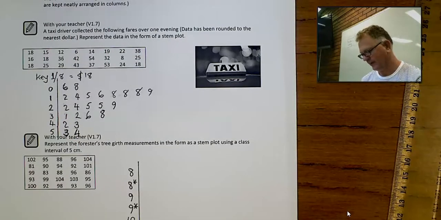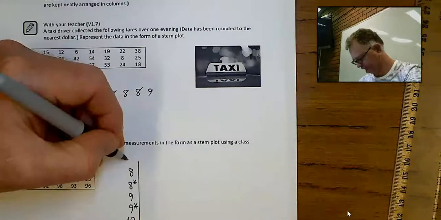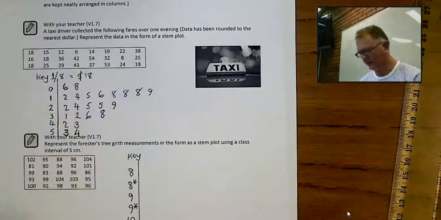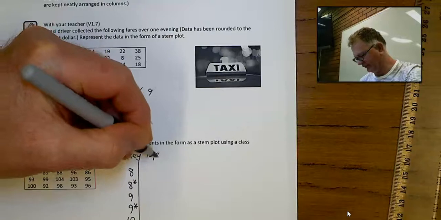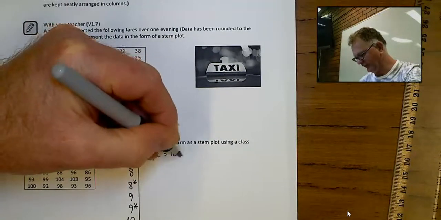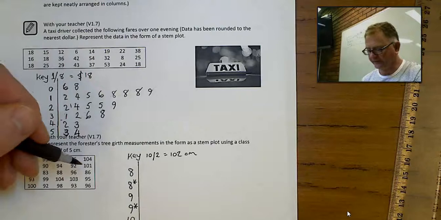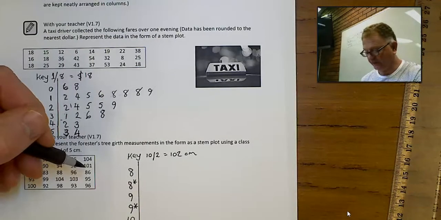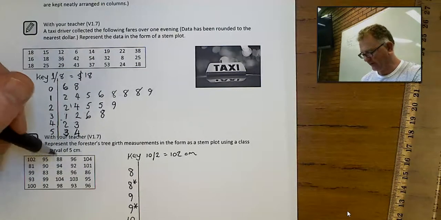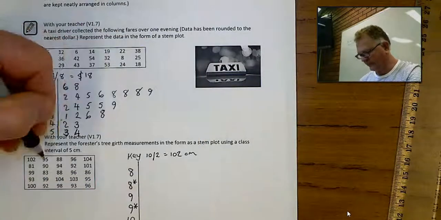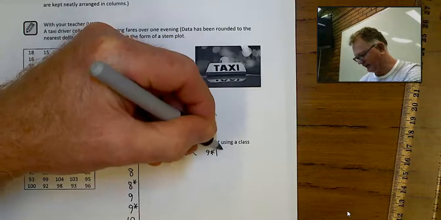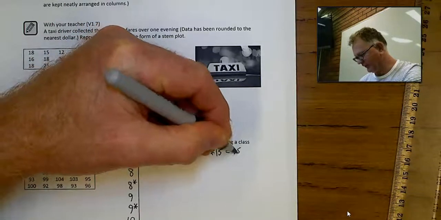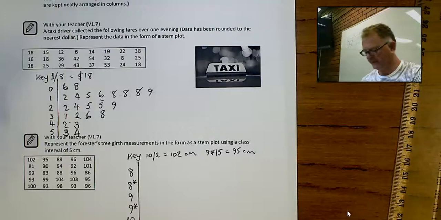Need to include a key, and I just usually take one element off the graph. 102 is going to be on there, so I'll put 10-2 equals 102 centimetres. With these ones with stars, it's sometimes a good idea to include a star element as well. So let's have the next one, 95, will be in the group. It's the high 90, so it'll be 9 star dash 5 equals 95 centimetres. That'll do for my key.